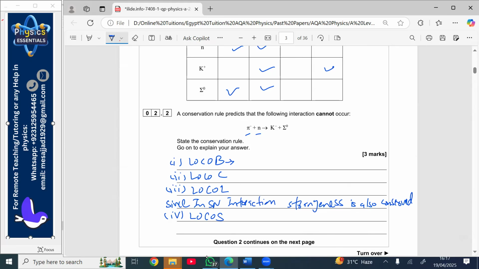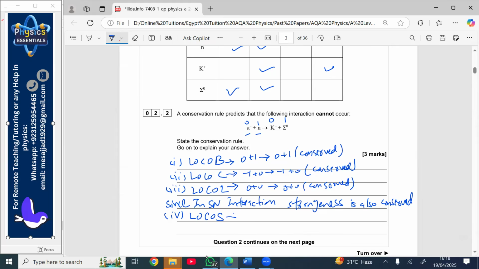So let's talk about the first one, the law of conservation of baryon number. The kaon is a meson with 0 and sigma is a baryon, so you can see that 0 plus 1 is conserved. Yes. What about the law of conservation of charge? There is a minus charge on the left plus 0, and there is a minus charge on the right as well. It is also conserved. What about the law of conservation of lepton number? You have 0 leptons on the left and 0 leptons on the right. So it is also conserved.